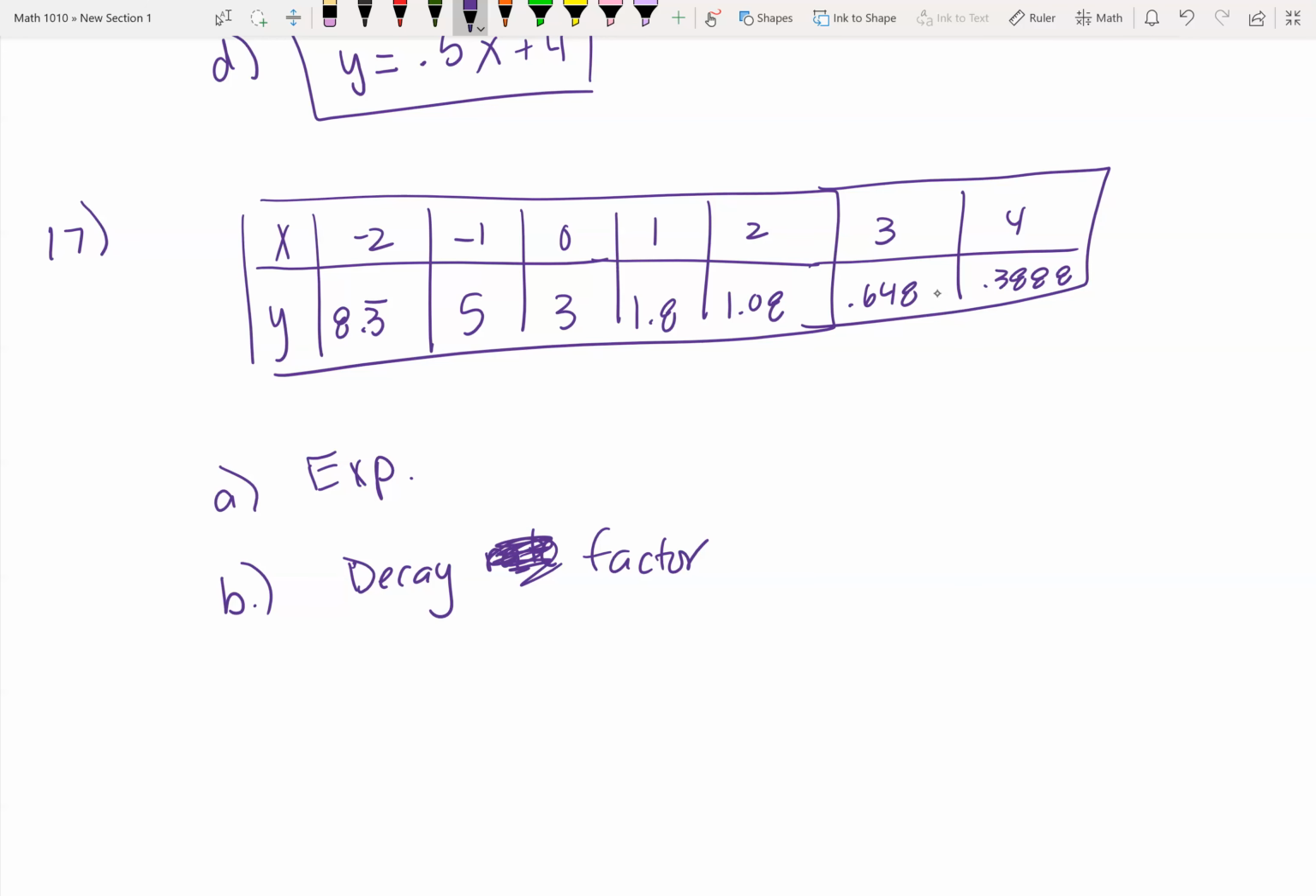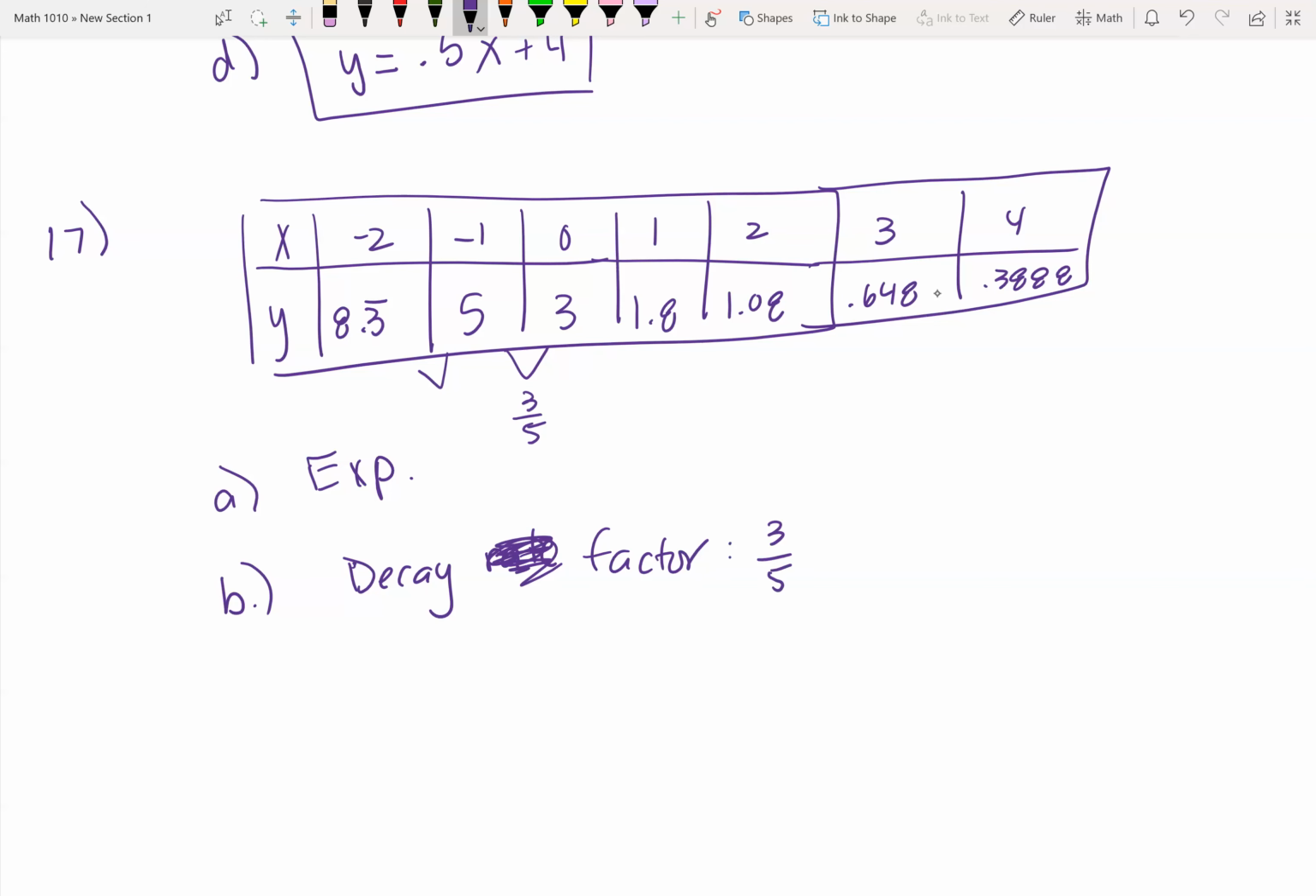Well, remember you take one of the y's and divide it by the previous y. So that 3 divided by 5 is just 3/5. So I'm thinking I'm multiplying by 3/5 every time. So if I go 5 times 3 divided by 5, I get 3. Then if I go times 3 divided by 5, I get 1.8. Times 3 divided by 5, 1.08. So it's a decay factor, and it's 3/5.